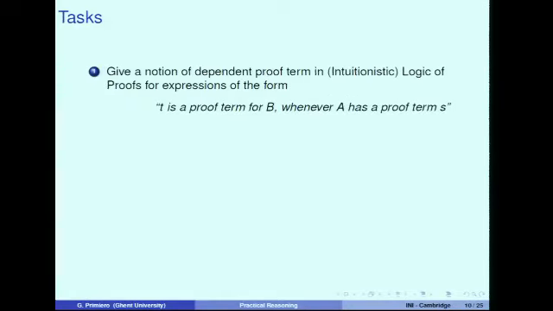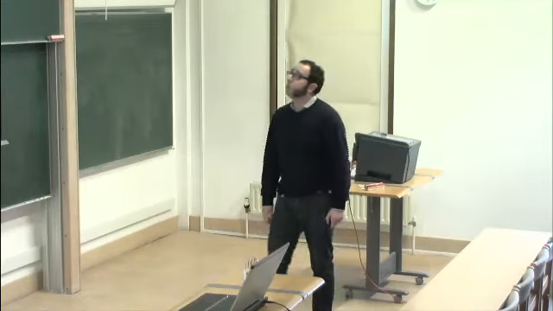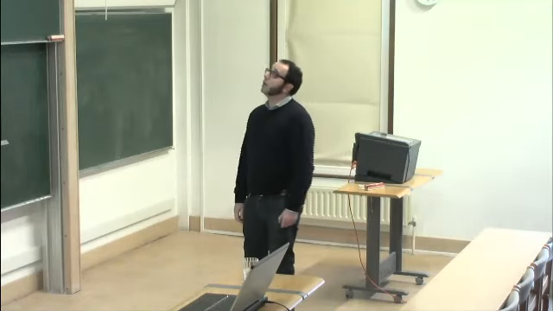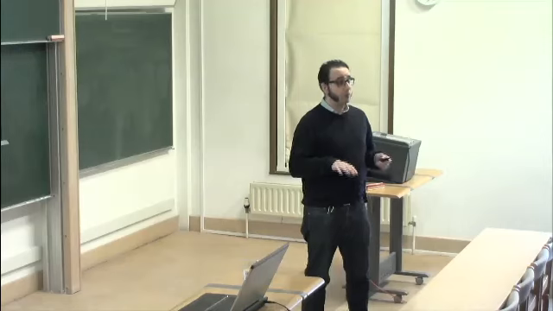What we want to do is to give a notion of dependent proof term in the setting of intuitionistic logic of proofs, to build an expression of this form: T is a proof term for B whenever S is a proof term for A. Now, an important point will be to understand what we mean by S being a proof term for A, and my interest lies in giving two different readings of this.